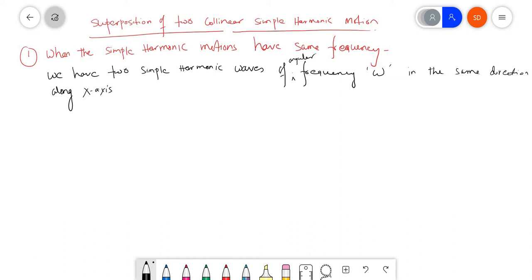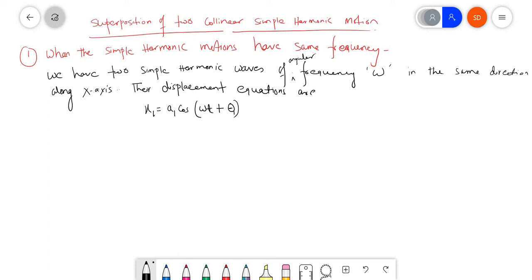Okay, so these two simple harmonic waves are acting on a particle and they are traveling in the same direction. So their displacement equation is given by x1 is equal to a1 cos of omega t plus theta 1, where theta is the phase.